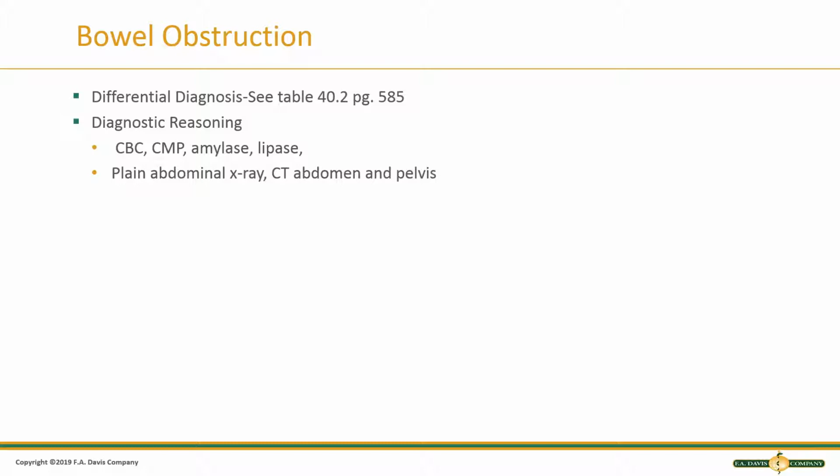CBC may show elevated white blood cells and possible anemia. A CMP may show electrolyte imbalances due to dehydration, fluid shifts, or sepsis. BUN and creatinine will be elevated. Amylase and lipase may be elevated, but this can occur in an intra-abdominal event.